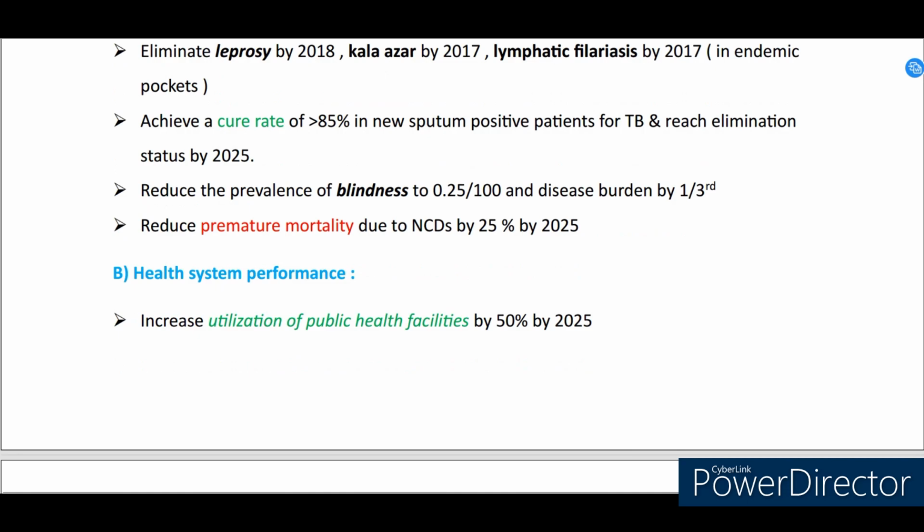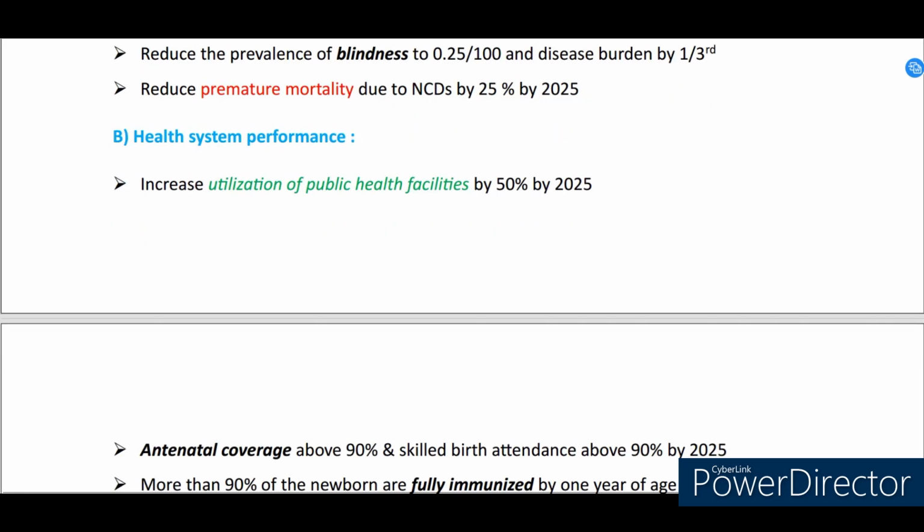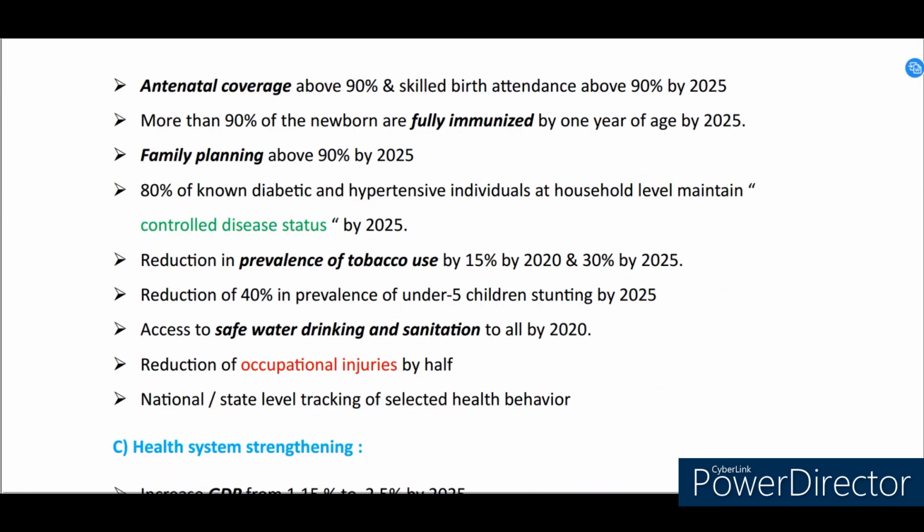Now coming to the health system performance indicators: increase utilization of public health facilities by 50% by 2025. Antenatal coverage above 90% and skilled birth attendance above 90% by 2025. More than 90% of the newborn are fully immunized by 1 year of age by 2025. Family planning above 90% by 2025. 80% of non-diabetic and hypertensive individuals at household level maintain controlled disease status by 2025.